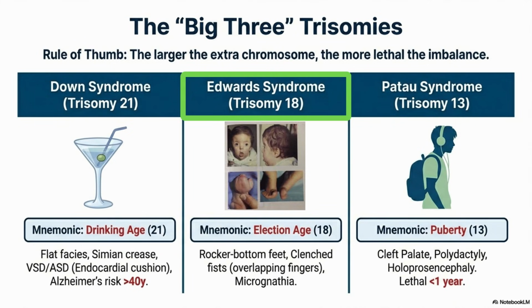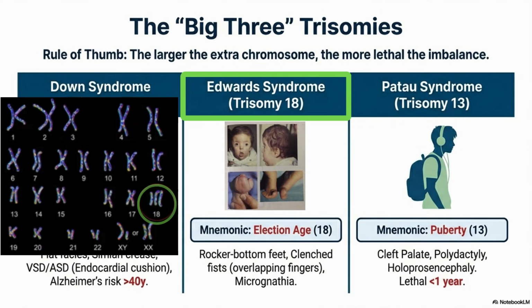Edwards syndrome. It is trisomy 18. The mnemonic is E for Edwards, E for election. You vote at 18. The key features are rocker bottom feet, clenched fist, overlapping fingers, and micrognathia.